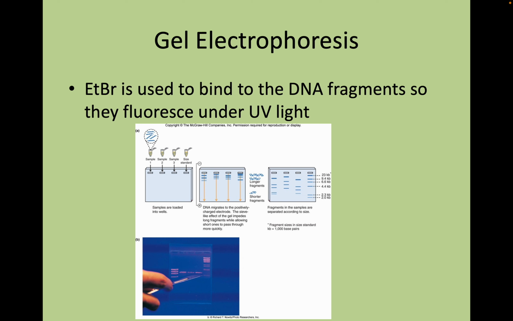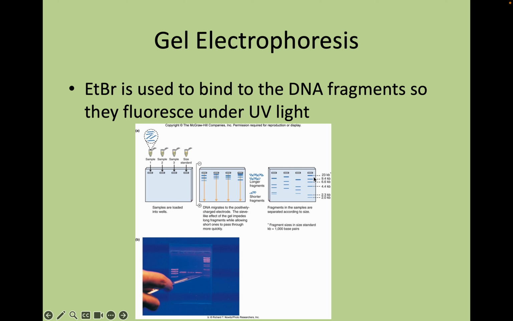So you load your samples in the well, you turn on your electrophoresis rig, and DNA is going to migrate towards the positive electrode, so to the opposite side of the gel. And you see these bands here closest to the well, these are larger DNA fragments. And the ones that run further to the opposite side, those are the smaller fragments.